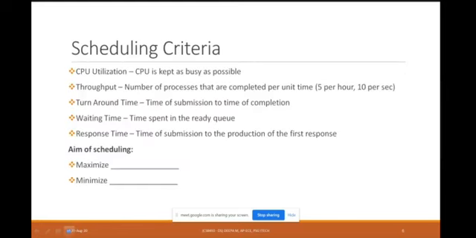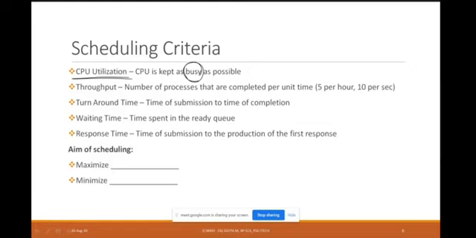So next one is scheduling criteria. Why do we go for scheduling? The main goal is resource utilization, or your CPU utilization. You make sure that the CPU utilization is maximum, or the CPU is kept busy as much as possible.